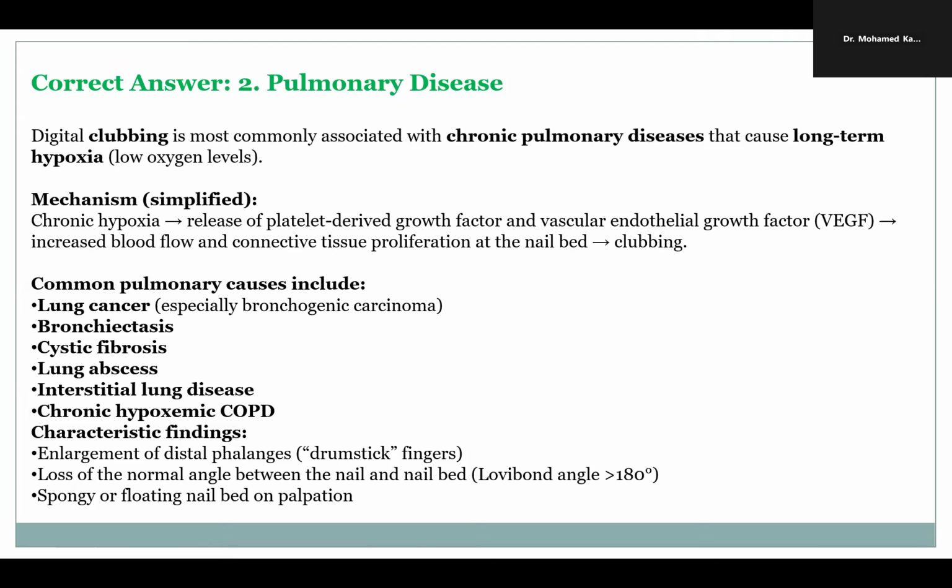And what is the finding when we are doing physical examination? How can we differentiate clubbing of fingers? We will find enlargement of the distal phalanges. We call this finding drumstick fingers. We will also have loss of the normal angle between the nail and nail bed. We call this the Lovibond angle. And we will have a spongy or floating nail bed on palpation. So these are the findings upon physical examination.